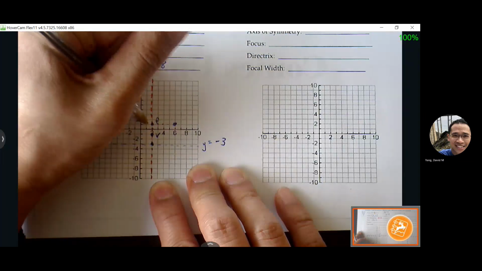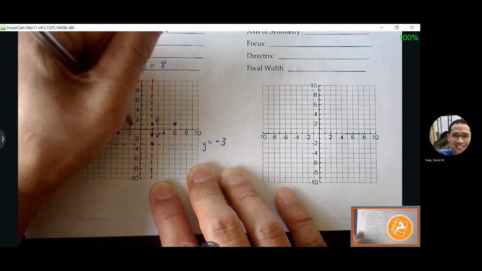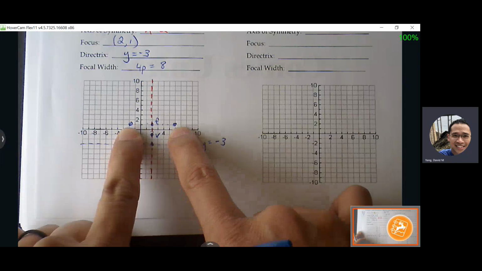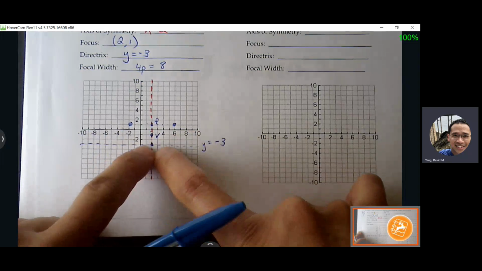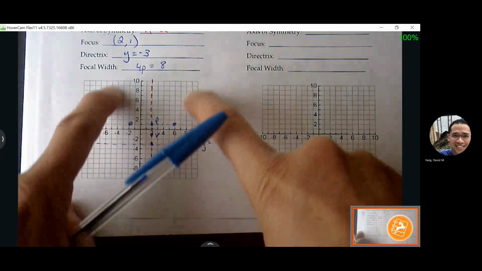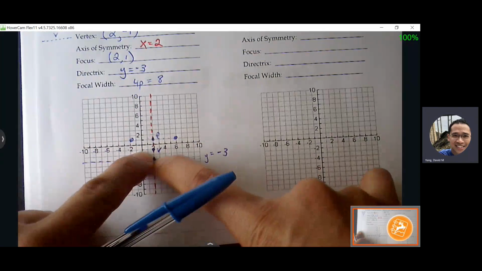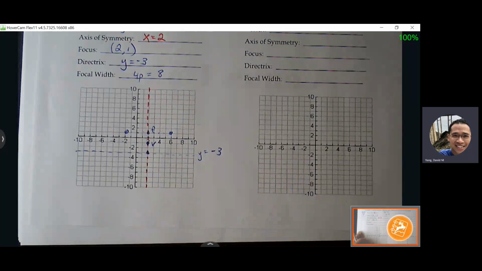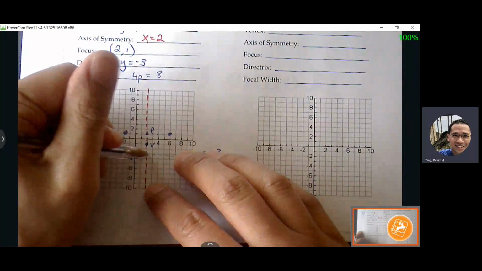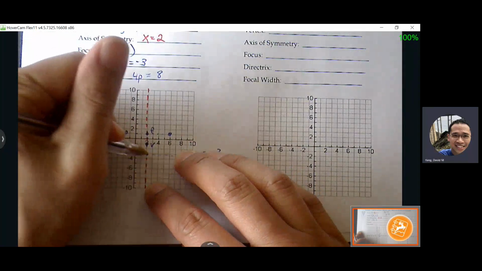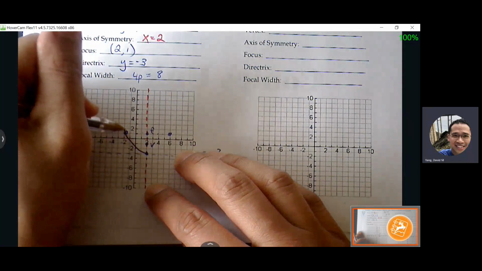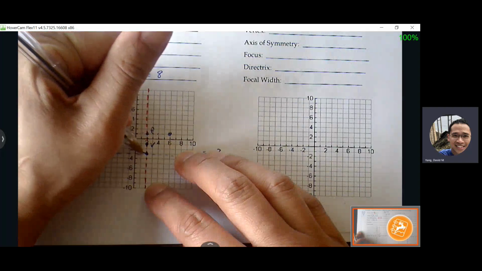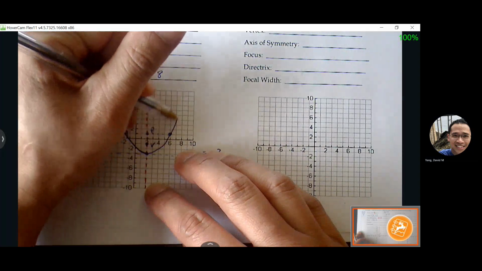So from end to end, it should be 8 units. The nice thing about the focal width is it helps you get a feel as to how wide to make that parabola. If you have these 3 points, you can create the width of that parabola a little bit easier, a little bit cleaner. It's not going to be perfect, but having that focal width there gives you some direction.